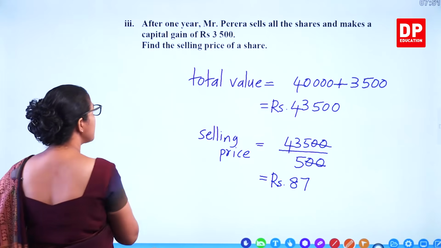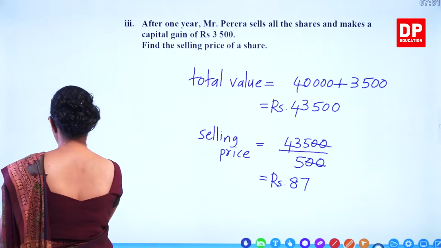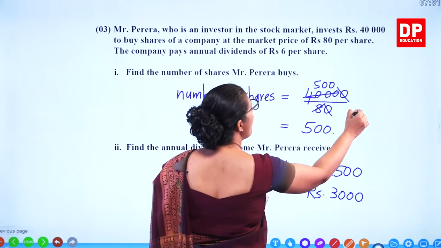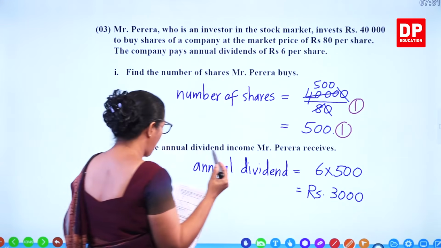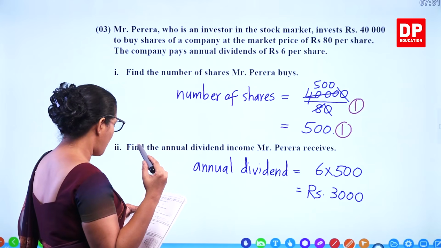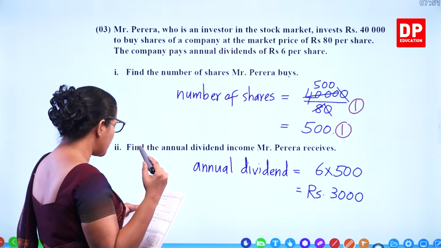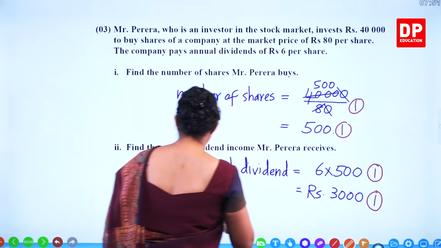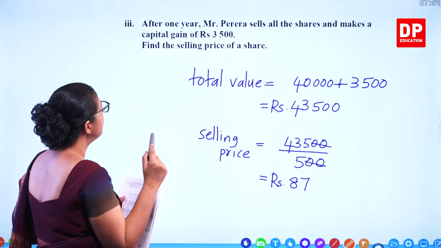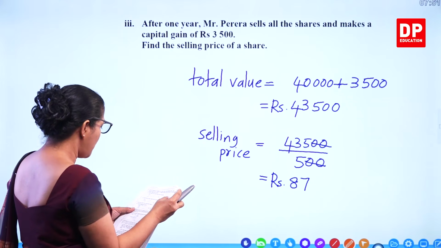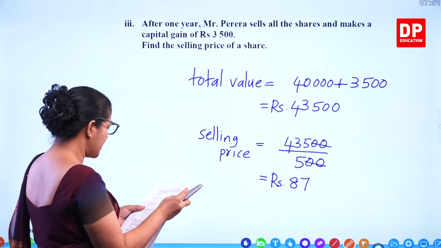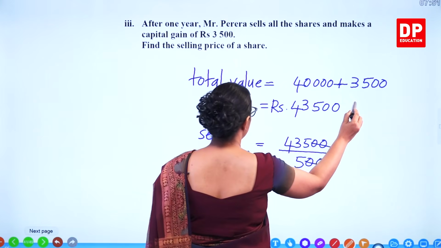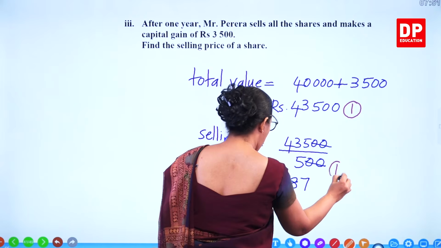Take a look at how you get marks. So the first part, calculating the number of shares, you get 2 marks, 1 and 1. And then for the second part, 500 times 6, that's 3,000, 2 marks. And the third step, calculating the total amount and dividing by 500, that's 87, 2 marks for that. So 1 mark and 1 mark here.